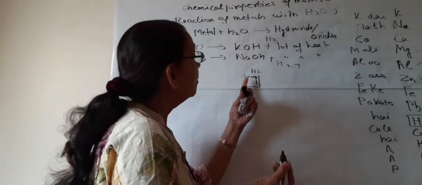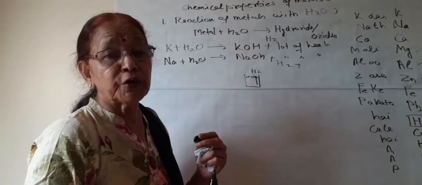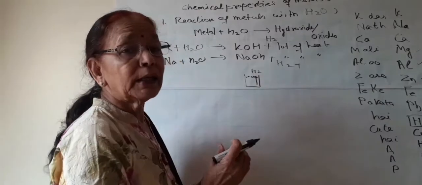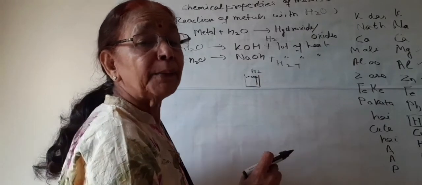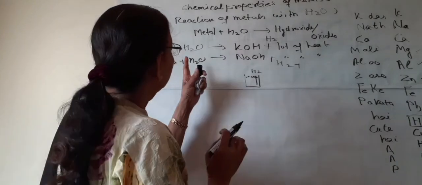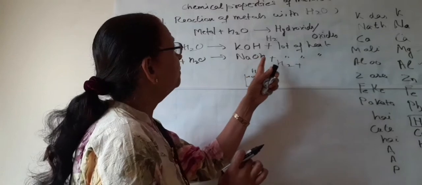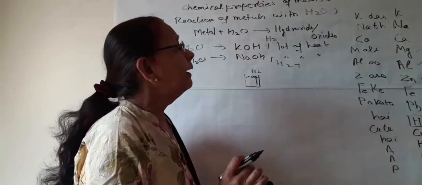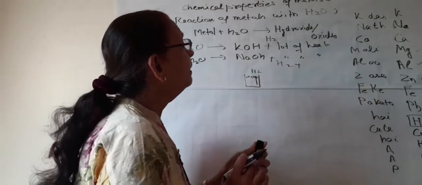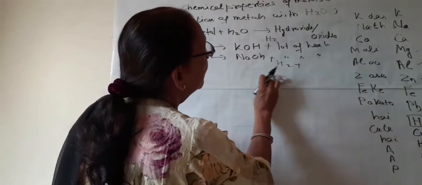So fire is caused when these two react with water. That's why they are not kept in water, they are kept in kerosene oil for safety. So when they react with water, sodium hydroxide is formed, potassium hydroxide is formed, and hydrogen is formed, and a lot of heat is formed.